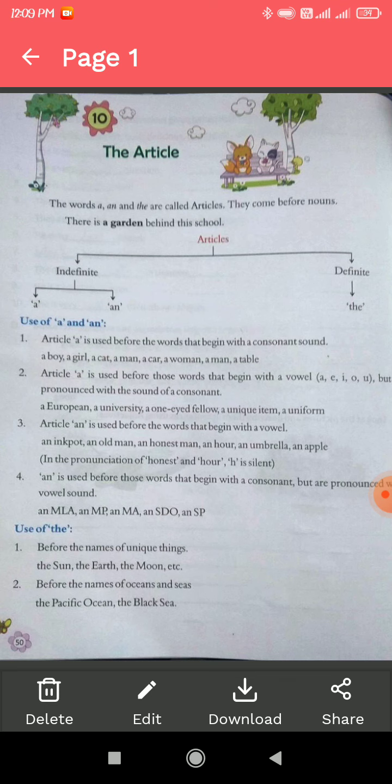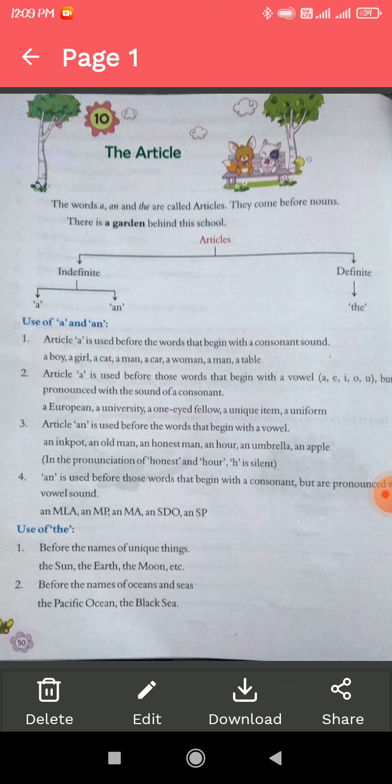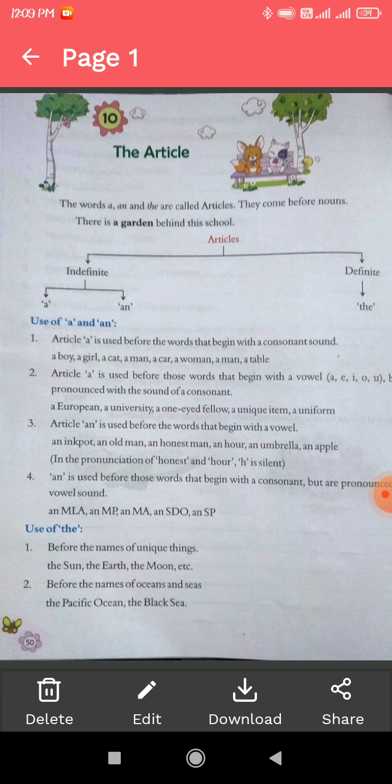Some important points are given, and we should keep these points in our mind. Point number 1: article a is used before the words that begin with a consonant sound, like a boy, a girl, a cat, a man, a car, a woman, a table. So for these words that begin with a consonant sound, we must use article a.